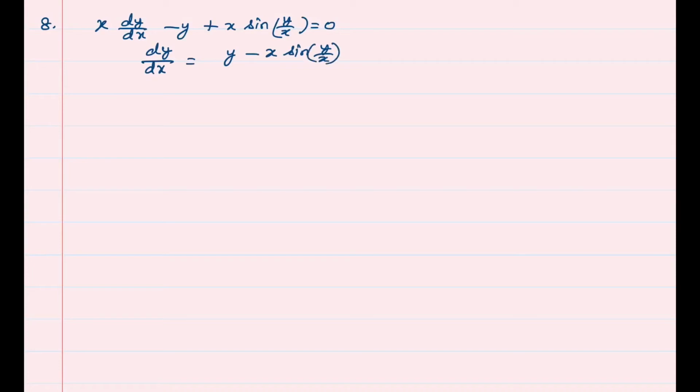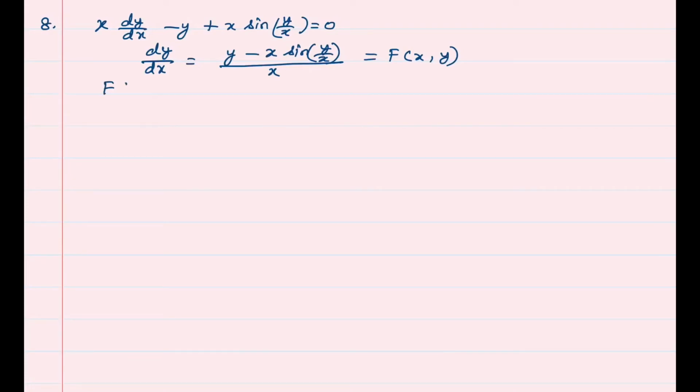Question number 8. x dy by dx minus y plus x times sine of y by x is 0. It is a function of y by x, therefore it has to be a homogeneous differential equation. We will write dy by dx, which is y minus x sine y by x divided by x. We will take this as f of x comma y. We have to show that the given differential equation is homogeneous.